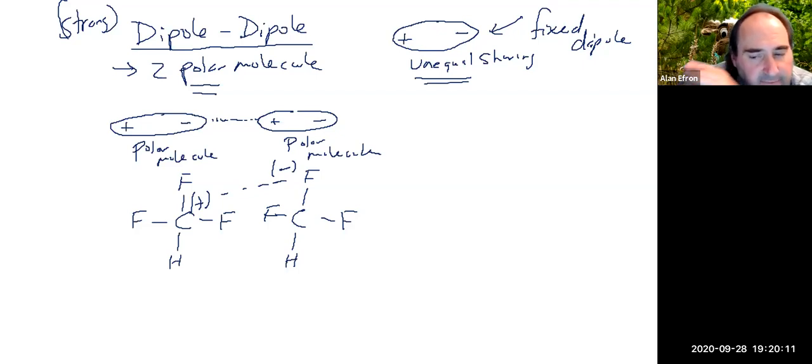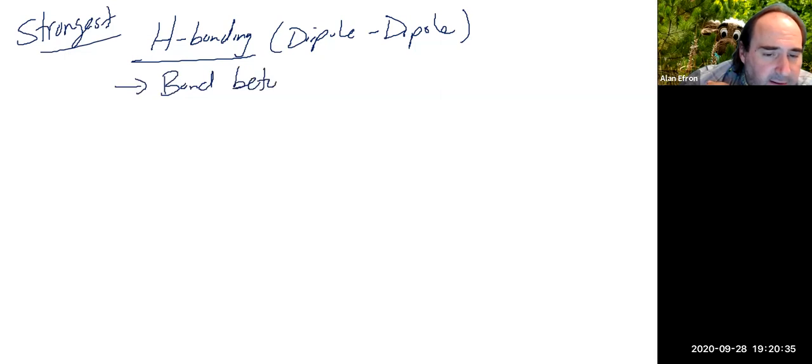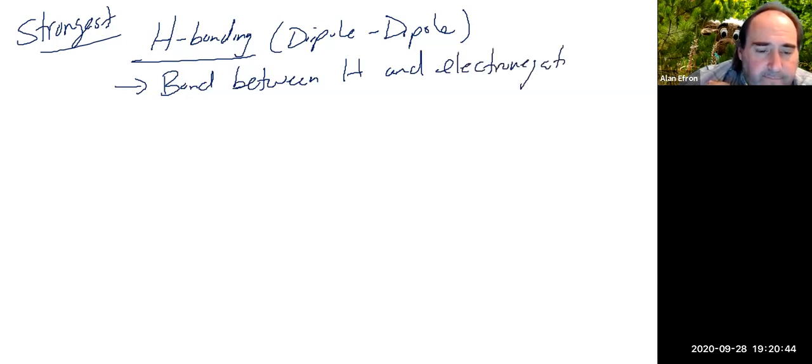Now, the strongest of all the intermolecular forces is what is known as hydrogen bonding. And it really is a dipole-dipole interaction, but it is a special type of dipole-dipole, and it really is the strongest out of all three of those. And it is involving a bond between hydrogen and an electronegative atom, like nitrogen, oxygen, or fluorine.